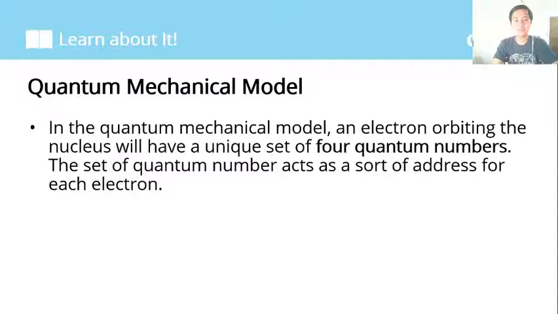So, the quantum mechanical model of the atom is the model of the atom that describes the electrons inside the atom. And this set of quantum numbers acts like an address for each electron. Yes, there is still what we call a probability only that we can find these electrons in the atom.